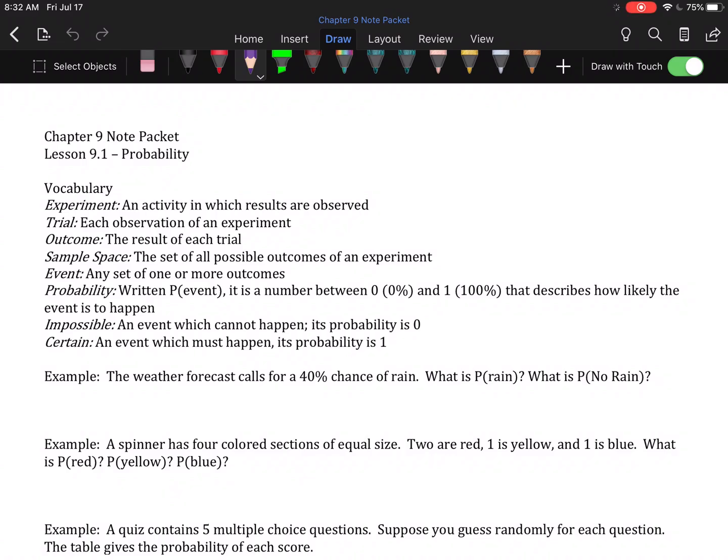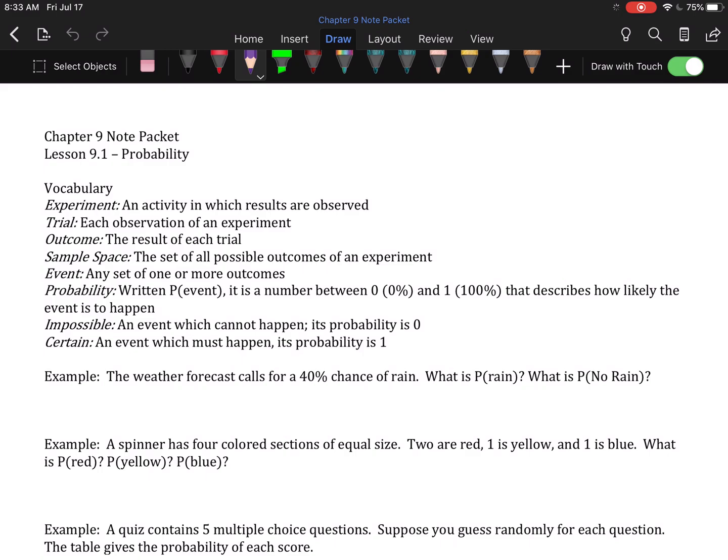Chapter 9 is all about probability. So a lot of vocabulary here. An experiment is an activity in which results are observed. A trial is each observation of an experiment. So an experiment could be flipping a coin 10 times. Each time you flip the coin is a trial.